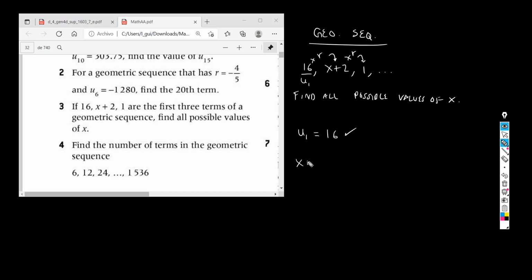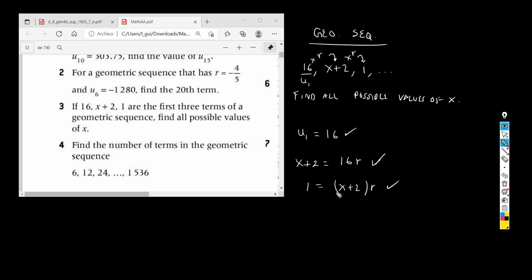I know that x plus 2, which is the second term, should be equal to the previous term times r. I know this. And I also know that 1, which is the third term, should be equal to the previous term, which is the second, times r. So 1 should be equal to x plus 2 times r. I know this. So I know, guys, that all of these things have to be met or satisfied. Okay, all of these things should be satisfied.